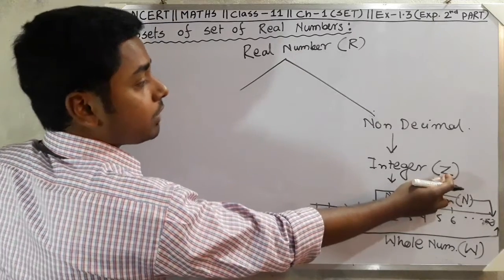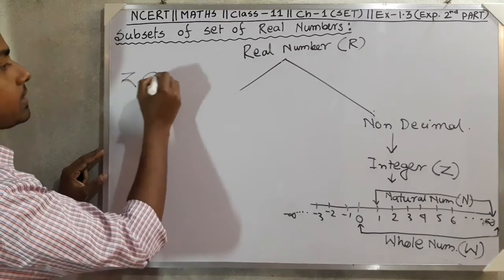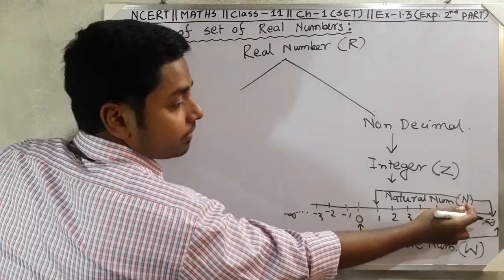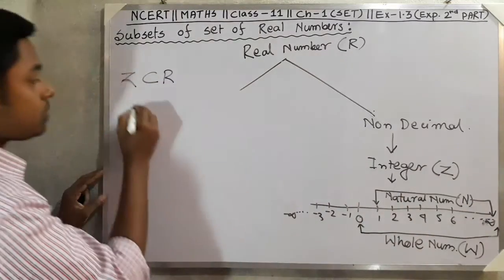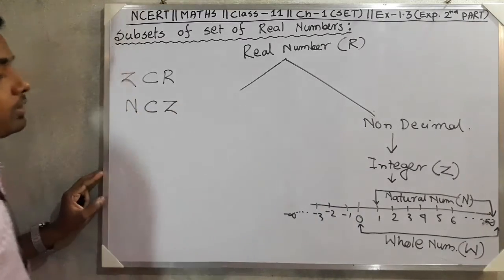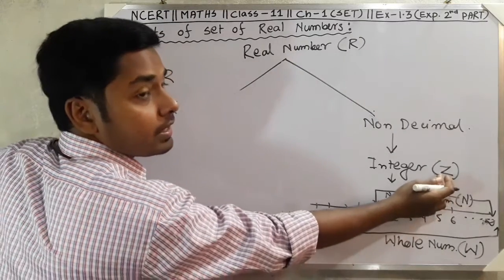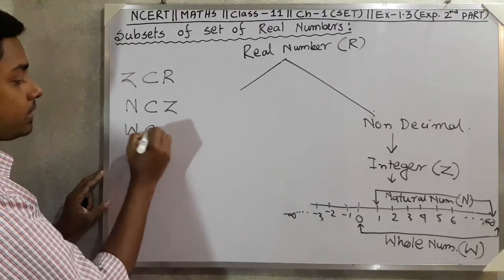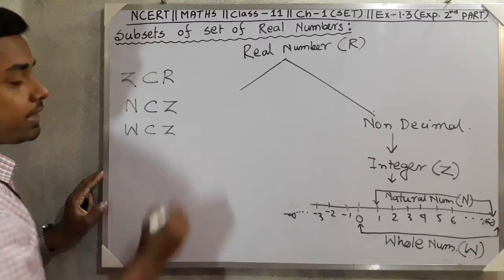Now what can we tell? Z comes from where? Real numbers. So we can tell Z is a subset of the real numbers. N, natural number, comes from where? Integer. So we can tell natural numbers are a subset of integers. Whole number comes from where? From integer. So whole numbers are a subset of integers.